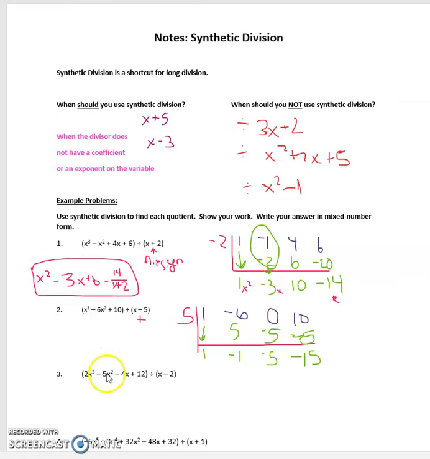Alright, let's fill it in. We started at x cubed, so we're going to go with x squared, x, constant, remainder. So x squared minus x minus 5 minus 15 over x minus 5. Okay, cool.